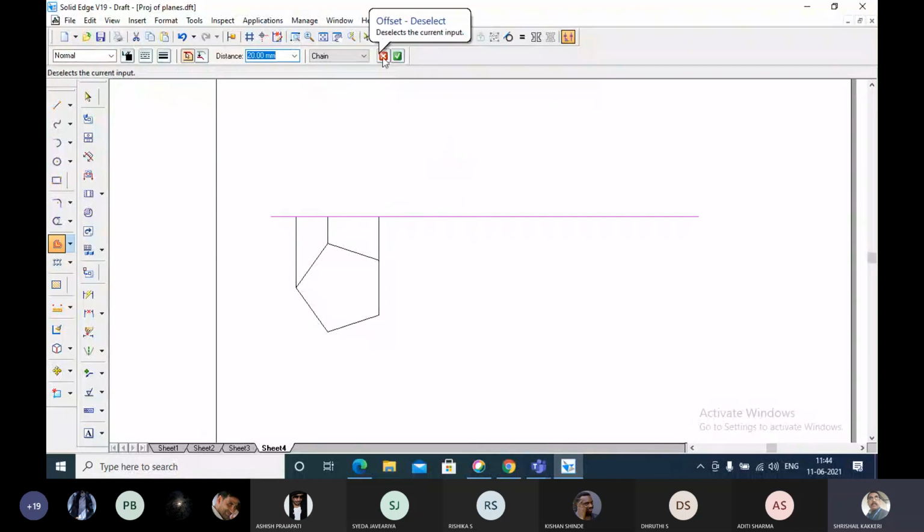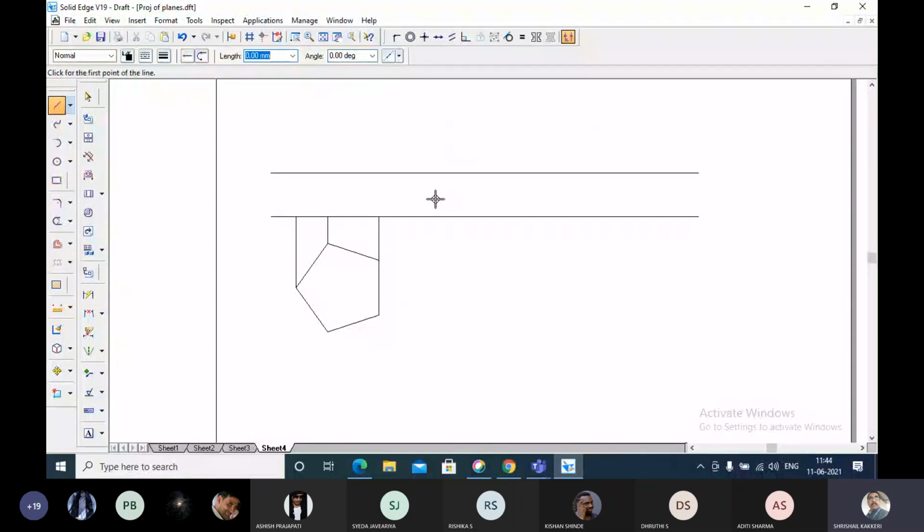Whether the selected line is correct or not: if it is wrong, you say wrong; if it is correct, you say correct. Correct. Okay, we want this side or this side? This side I want. Okay, leave it. This is the 20 mm line. It has been taken. Let me take one reference point. I have taken a reference point.